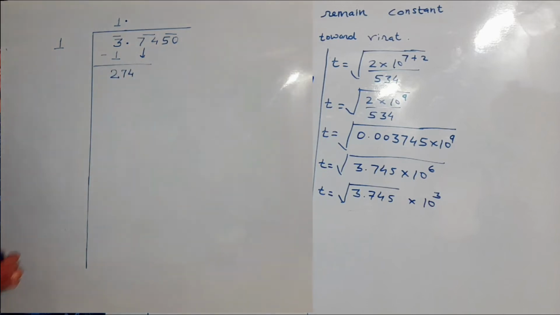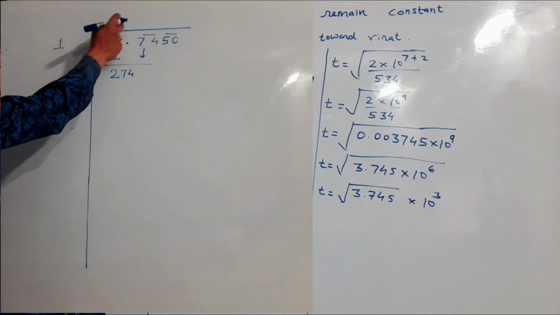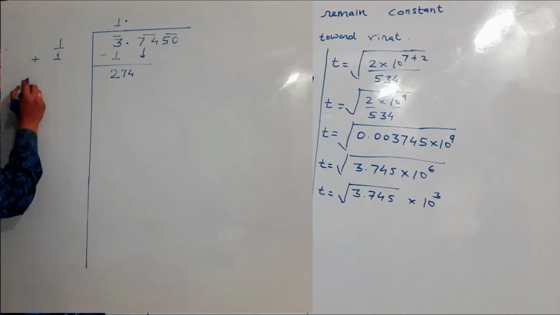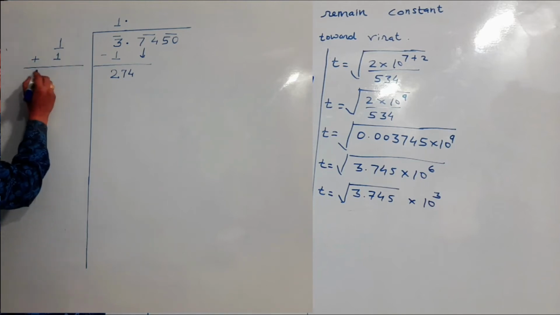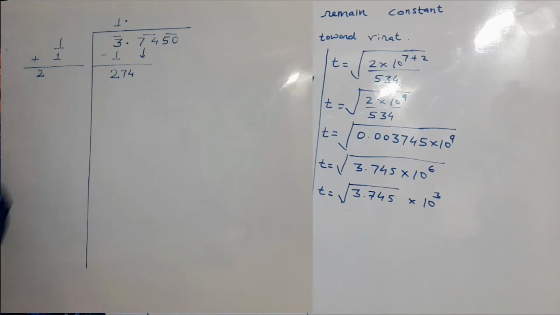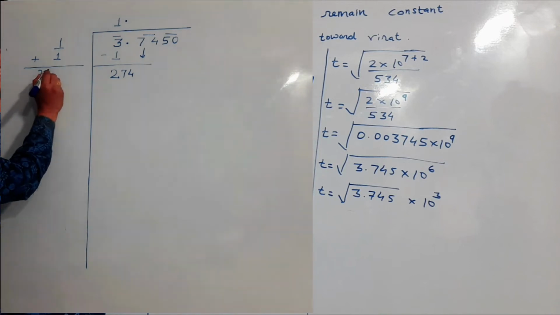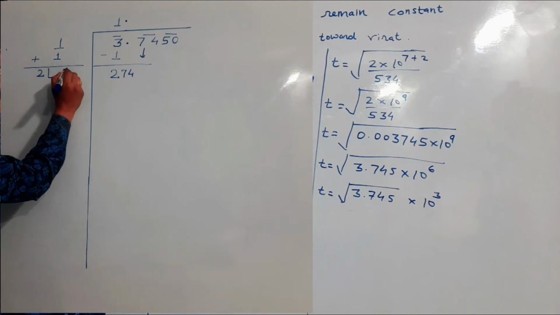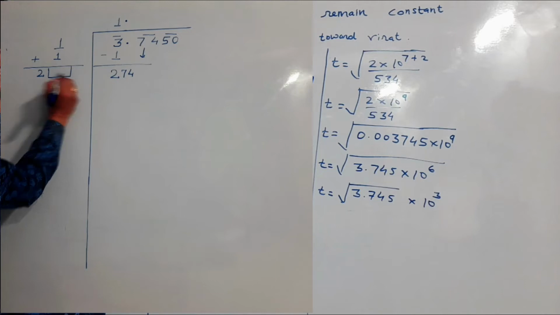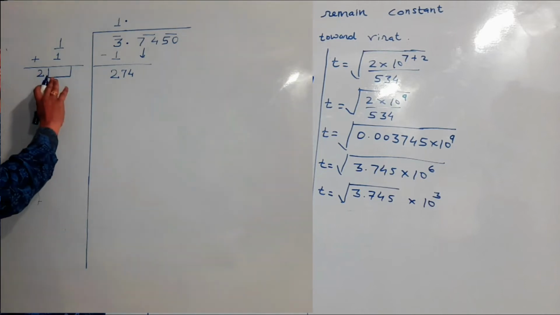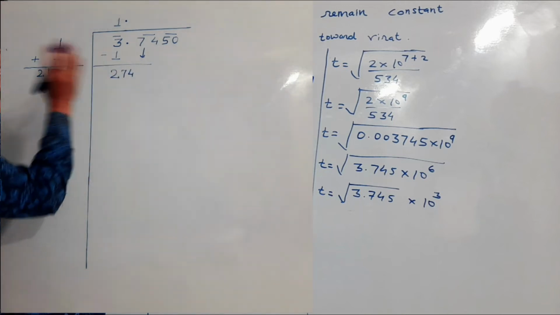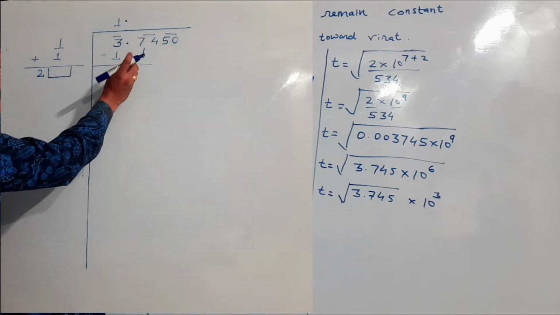So we can write 2, 7, 4. 1, 1s are 1, so we will add 1, we will get here 2. Now my dear student, we have to find such a digit here. By multiplying that digit with the same digit, we will get a value near to 74.